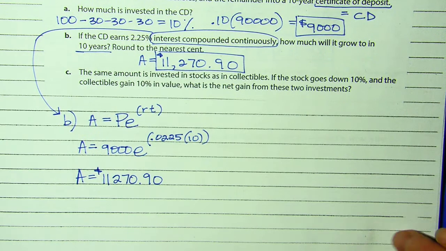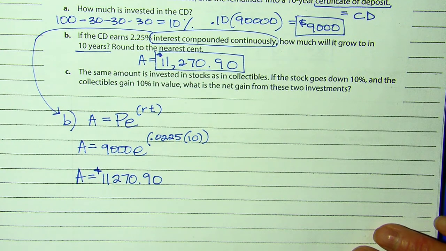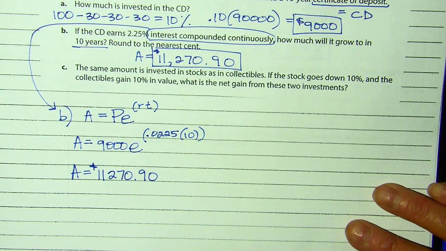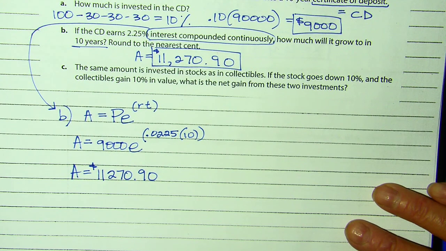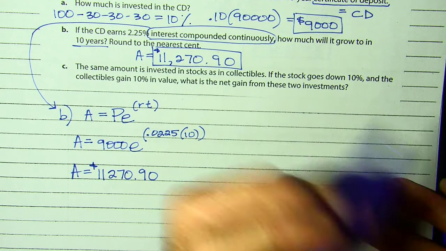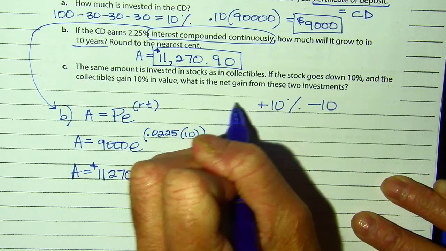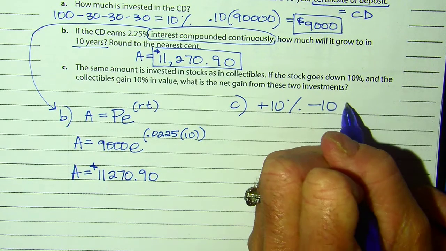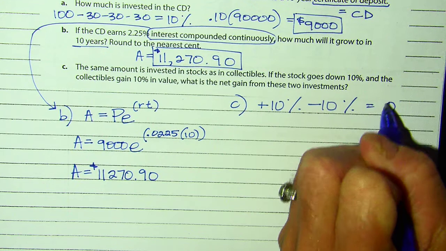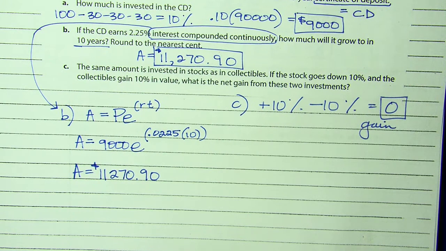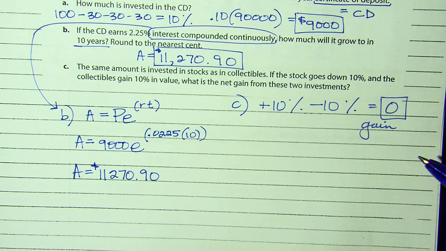Part C, the same amount is invested in stocks as in collectibles. If the stock goes down 10% and the collectibles gain 10%, what is the net gain? So I have a positive 10% and a minus 10%. So my net gain is 0, because one went up and one went down. So they wash each other out. Next.